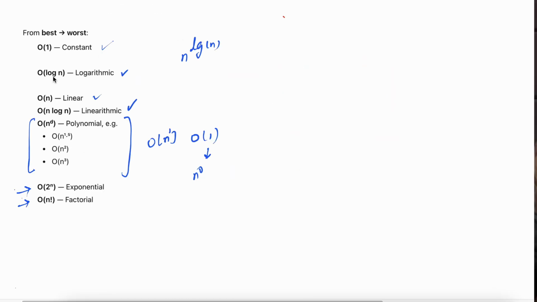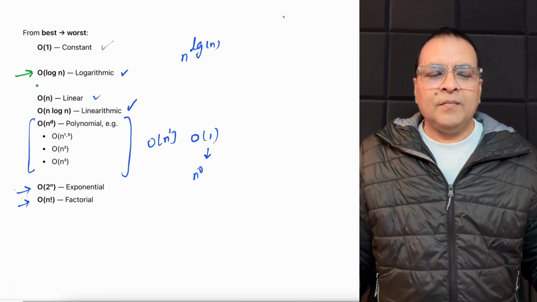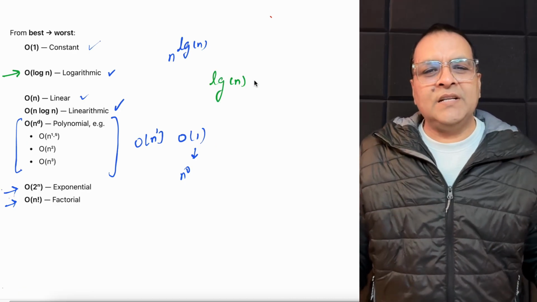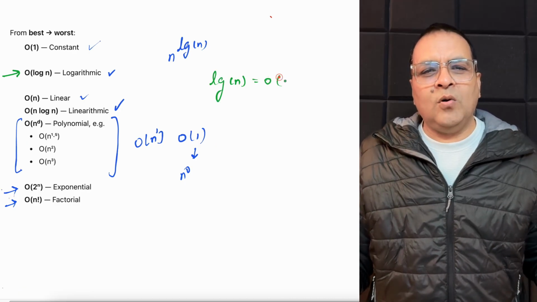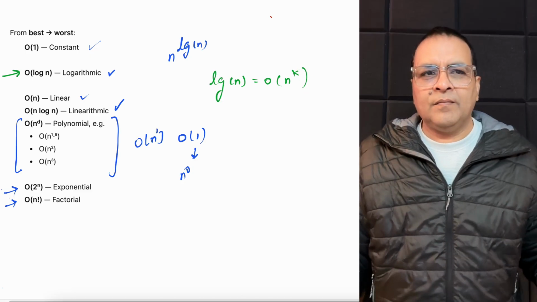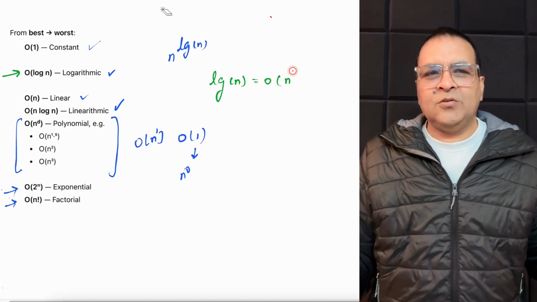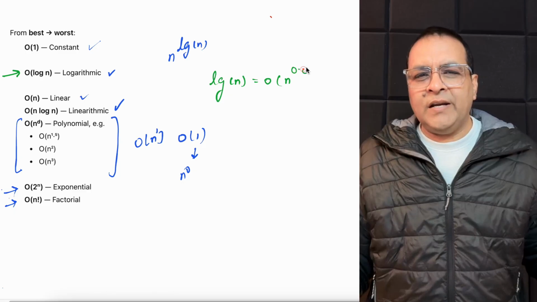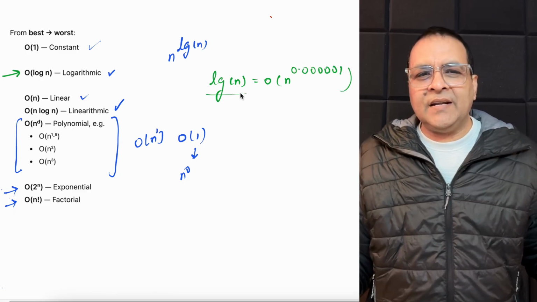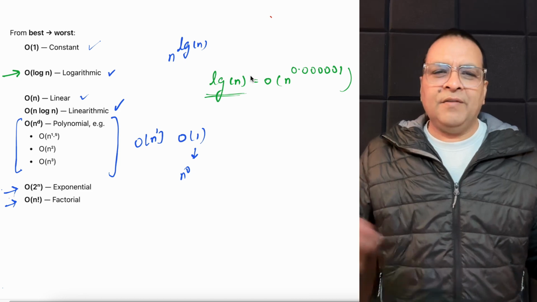As a rule, you can understand that logarithmic time is better than any power of n. For example, the asymptotic time complexity log n is small o of n raised to the power k, where k can be any small number. So even if it is n raised to the power 0.000001, it is still considered greater than log n for n being very, very large.